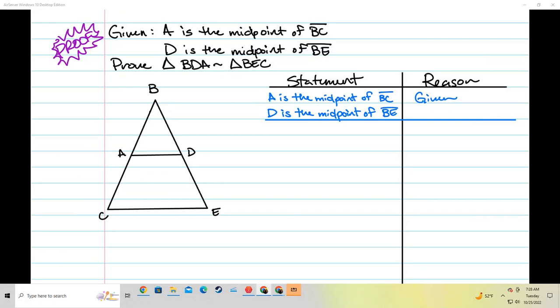Okay, and I know that that's given. So I know that A splits BC perfectly in half. I know that D splits BE perfectly in half. Before I go there, though, I'm just going to look and see. Man, I got those embedded triangles. I'm trying to prove that this triangle is similar to this triangle, and I notice that both of those have an angle B. So let me just get that one out of the way right now. I'm going to say angle B must be congruent to angle B, and I know that's true because of reflexive property.